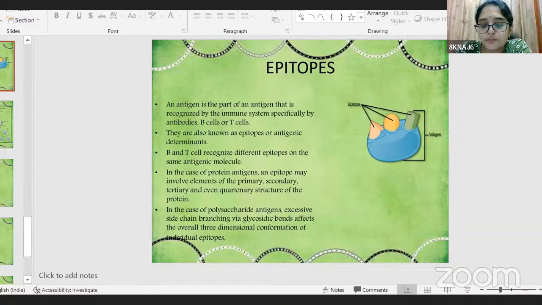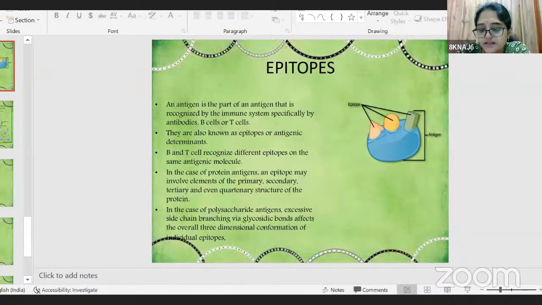So the epitope is the part that determines the antigenicity of the antigen, so called the antigenic determinant. In case it is a protein, then an epitope may involve elements of the primary, secondary, tertiary, or even the quaternary structure of that particular protein. If there is only one epitope present on the antigen, it is called monovalent. Having more than one copy of the same epitope is known as polyvalent.